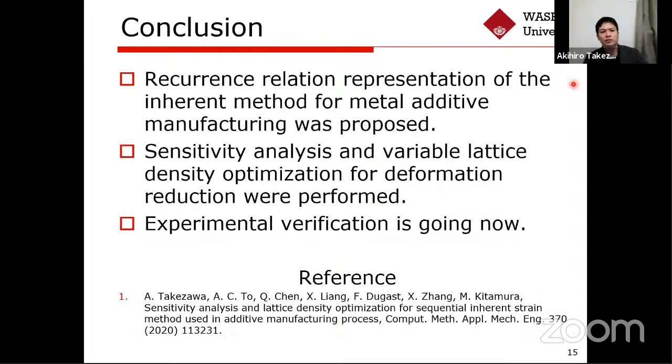So let me conclude my talk. We proposed the recurrence relations representation of the inherent strain method for metal additive manufacturing. And by using this formulation, we derived the explicit sensitivity, and we performed a variable lattice density optimization for deformation reduction. So now the experimental verification of this approach is going on. So this is the difference of this work.